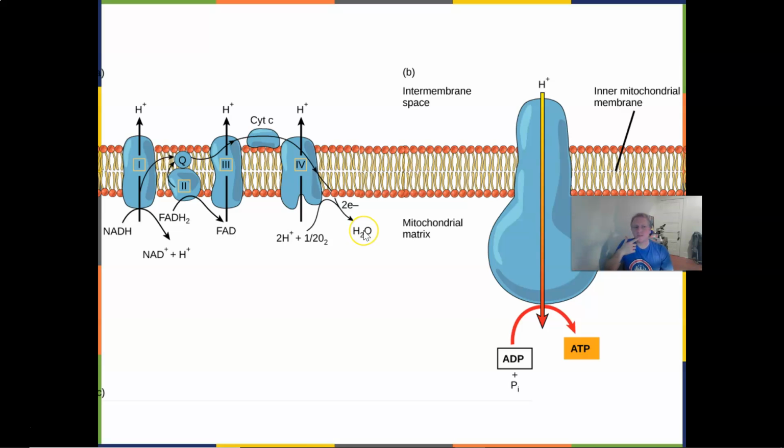Okay, but what happens if you don't have oxygen? Or what happens if, let's say, you're sprinting and you have some oxygen, but you don't have enough oxygen to keep this process running? Well, you're going to build up electrons here, but you're also going to run out of NAD, because these NADHs, these FADH2s, these electron carriers are going to come in, and they're not going to have anywhere to give their electrons to. The system is going to get backed up.